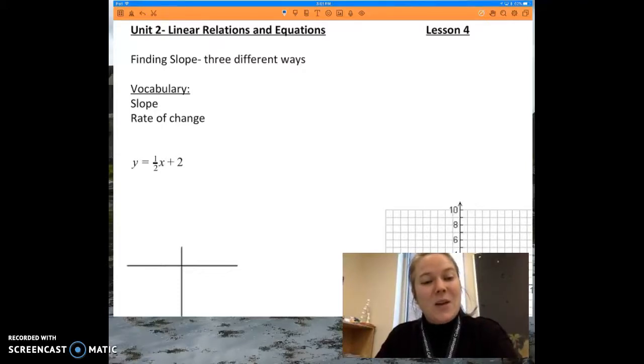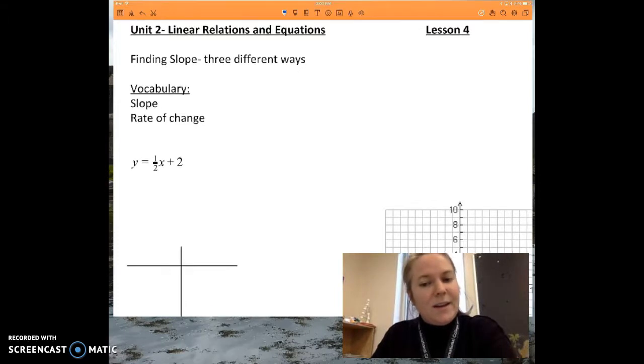Hi, now we're going to continue with slope. We touched on it briefly as a tool to creating our graphs, but now we're going to get a little bit more into what slope itself is. And as we've discussed already, slope is a rate of change. It's a specific rate of change of the y variable with regards to the x variable.